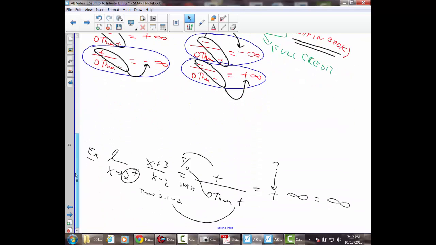Okay, so here's another example. Limit as x approaches 2 from the right of x plus 2 over x plus 3 over x minus 2. If I just plugged in 2, I would get 5 over 0. That tells me my answer is either infinity or negative infinity. I think of a number close to 2 but to the right, like 2.1. 2.1 minus 2 would give a positive.